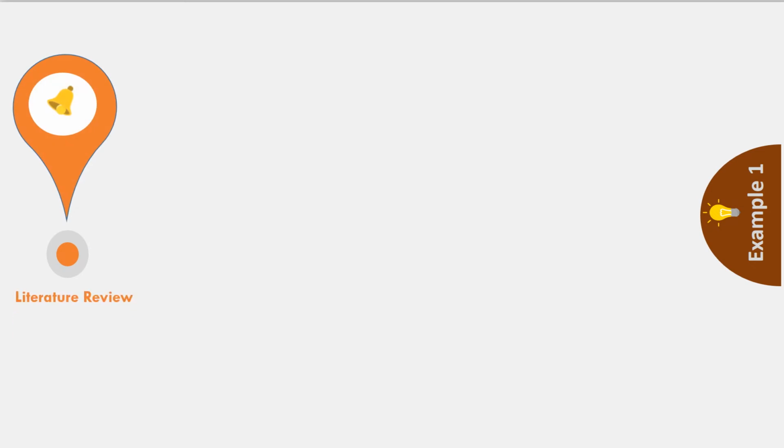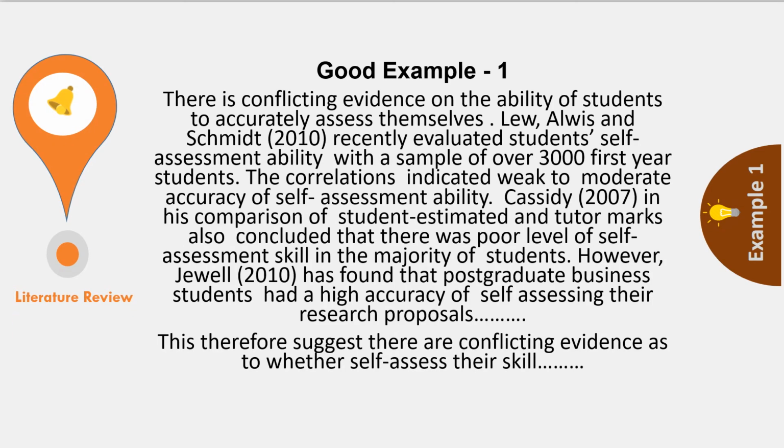So let's have a look at a good example of a critical evaluation. It says there is conflicting evidence on the ability of students to accurately assess themselves. Louis and Smith 2010 recently evaluated students' self-assessment ability with a sample of over 3,000 first-year students. The correlations indicated weak to moderate accuracy of self-assessment ability. Cassidy 2007, in his comparison of student estimated and tutor marks, also concluded that there was a poor level of self-assessment skills in the majority of students. However, Jaw 2010 has found that postgraduate business students had a higher accuracy of self-assessing their research proposals. This therefore suggests that there is conflicting evidence as to whether students can accurately self-assess their skills. So we can see one good example here. Let's move on to another one.